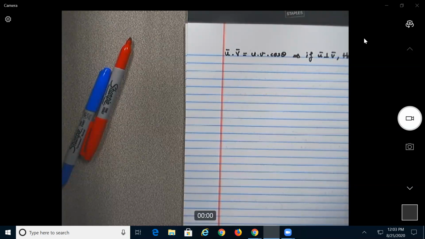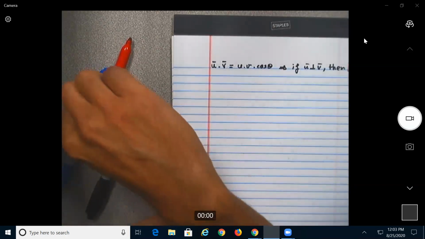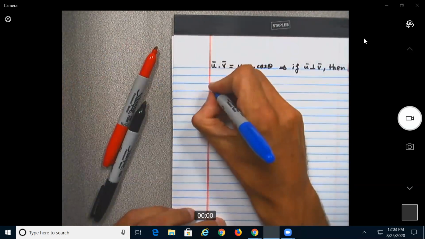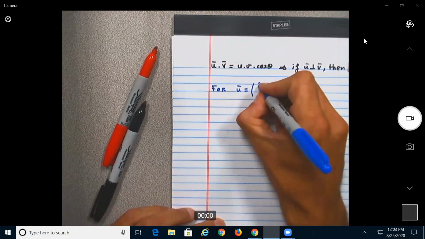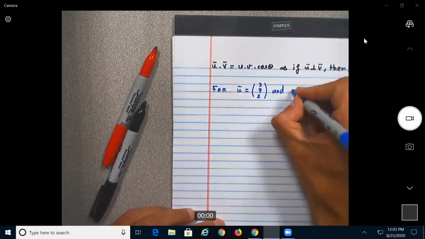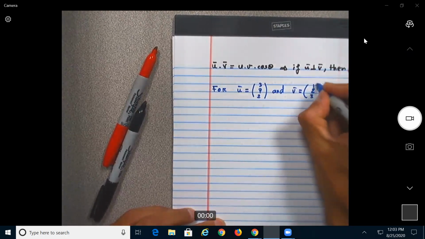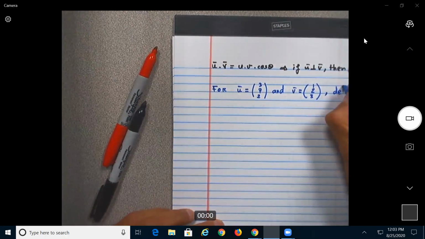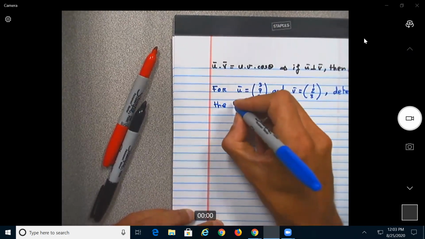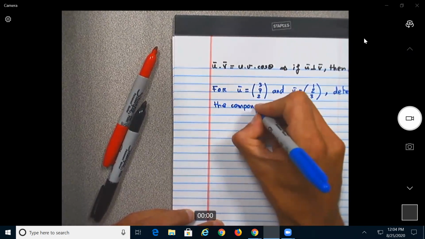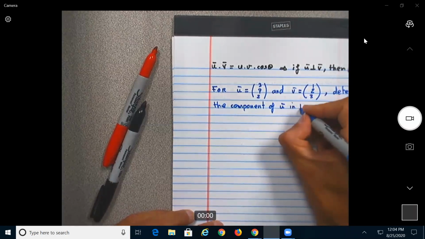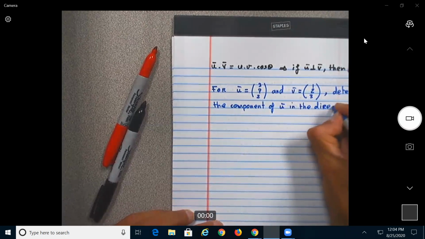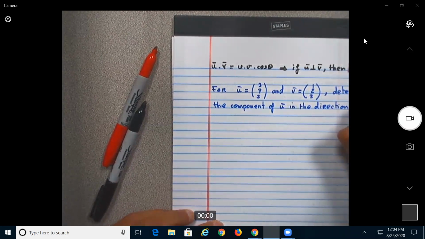All right, so let's do a very quick, simple example for that. So for the same data as before, for U equal 3, 7, 2, and V equal 1, 2, 3, determine the component of U in the direction of V.